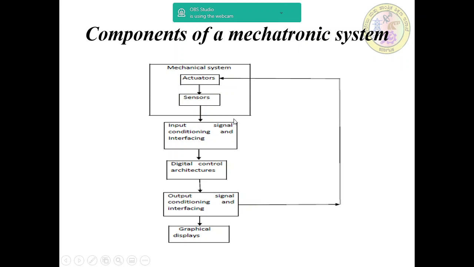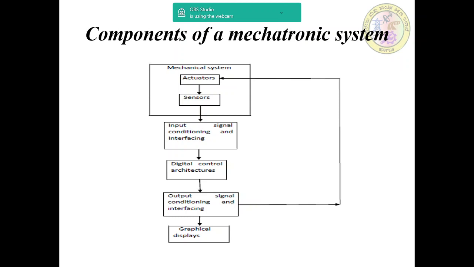The main thing in mechanical systems is the actuators. The actuators produce motion or cause some action. For example, we'll take solenoids or voice coils, DC motors, stepper motors, servo motors, or hydraulic as well as pneumatics.